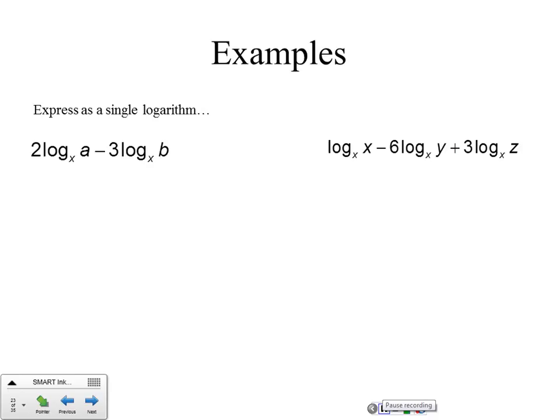Okay, so look at this. It says express as a single logarithm. You know that your coefficients are going to become powers of your arguments, right? So this is going to turn into log base x of a squared minus log base x of b cubed. And then that subtraction sign in between there tells you to do what? Yeah. So you're going to have log base x of, and of course the first one's going to go on top and the second one's going to go on bottom.